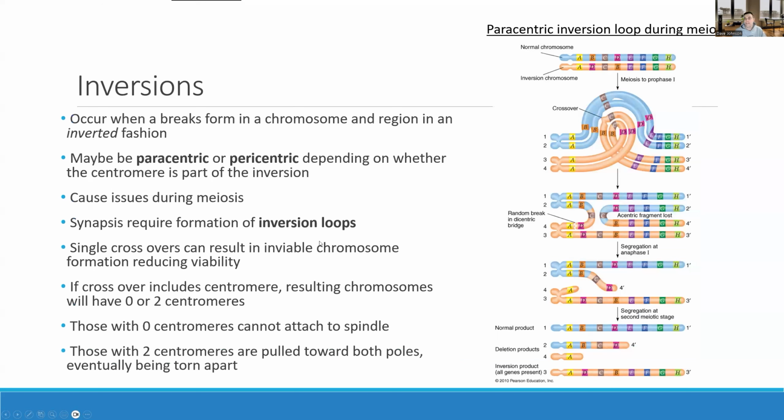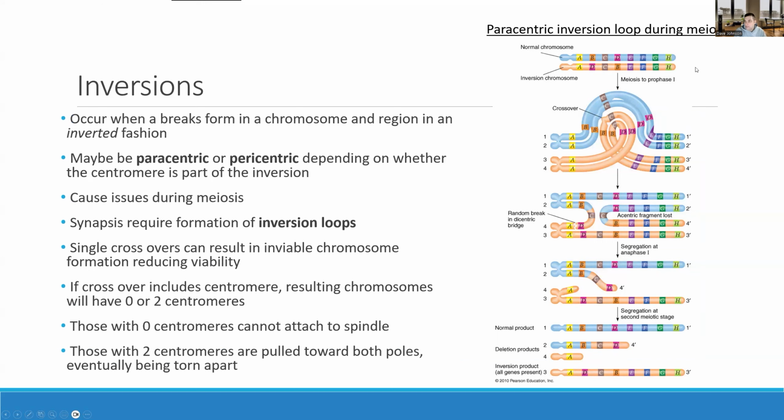So let's talk about what happens when breaks form in a chromosome. It can cause issues during meiosis when you have these inversions, because synapsis now requires what are called inversion loops.